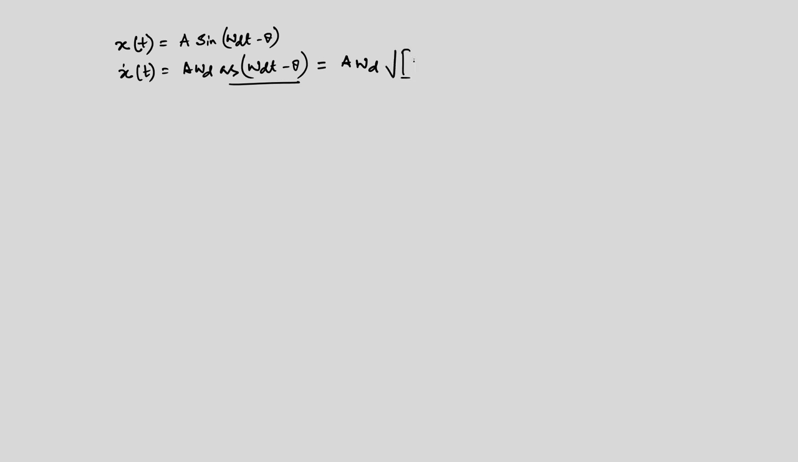If I just quickly sum up what we have, the displacement field in this case, x of t, is equal to a sin(omega_d t minus theta), then obviously x dot of t is a omega_d cos(omega_d t minus theta). Now, if you look at this expression, we can further modify it. So, what we have here is a omega_d, and in place of cos theta, we can write the square root of 1 minus sin squared (omega_d t minus theta).